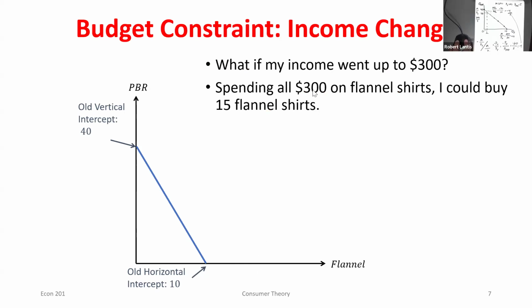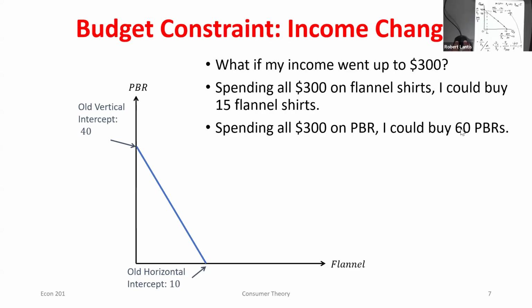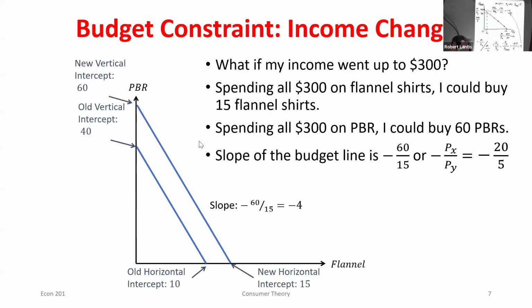So if we actually do the calculations, right? 300 over 20 is now 15. 300 over 5 would now be 60. So we should see that our budget constraint shifts outward. There's points here that before I could not afford. After this income change, I can now afford these points.